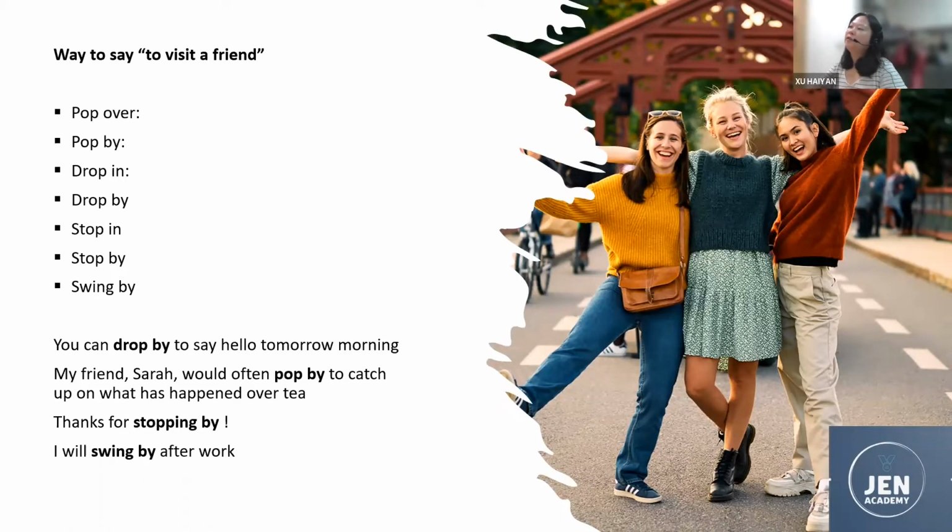There are many ways to express that you want to visit a friend. There are a lot of ways to say it, but usually pop over, pop by, which is very British. You can say drop in, drop by, stop in, stop by, or even swing by, which is very American. They actually mean you stop by someone's house to visit, or you're just there temporarily to say hello. So you can say, you can just drop by or drop over, or swing by tomorrow morning in the office just to say hello to the new manager.